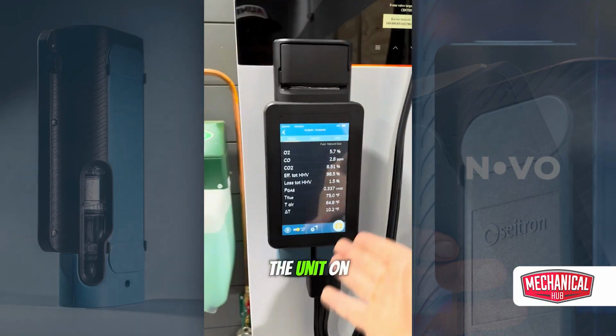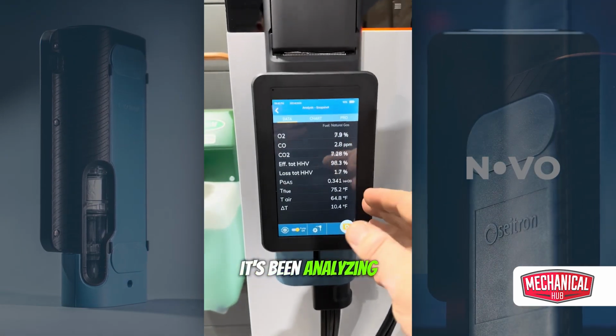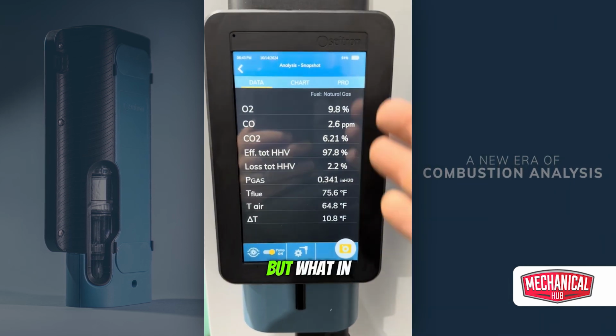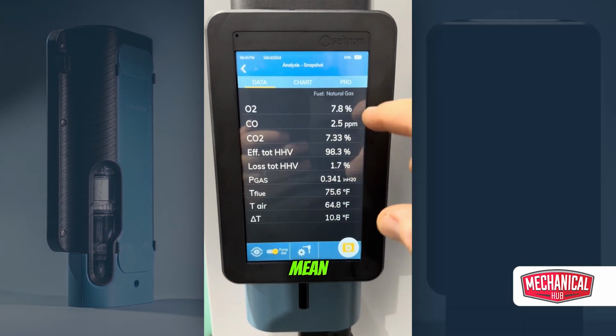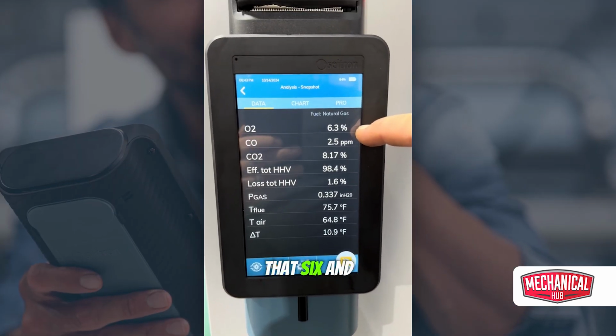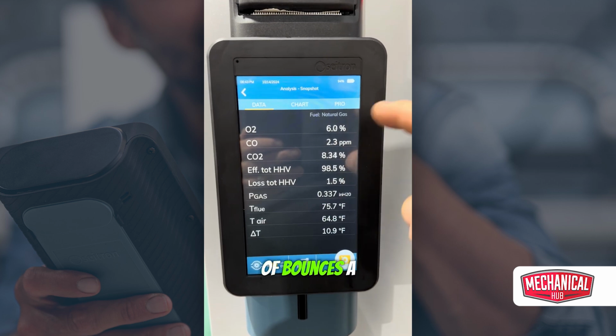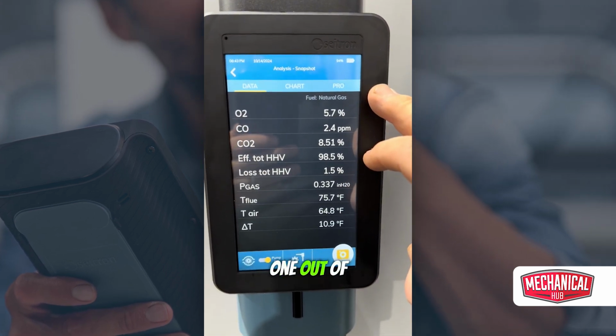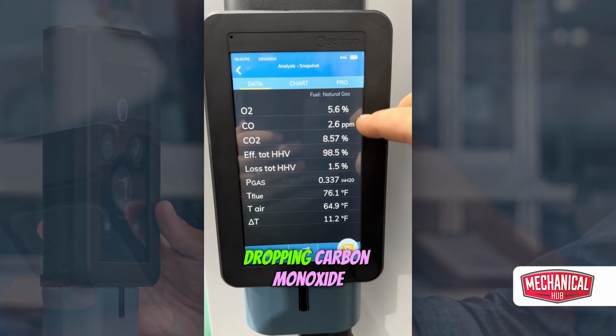Okay, so we turn the unit on. It's been analyzing it as it's burning. It's telling us a whole bunch of information, but what in the world does any of this mean? It's analyzing the oxygen levels in the flue gas. It's at 6.5%, and it kind of bounces a little bit all over the place. It's evening out right now because I had that wand out of the flue gas. You can see it dropping.